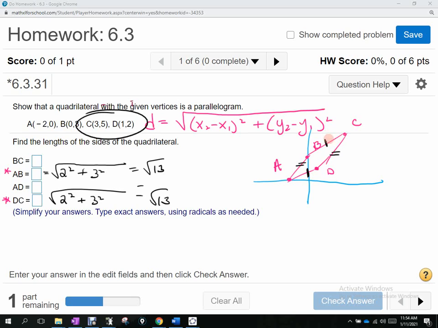Now, because they're all root 13, I can actually put the same amount of marks in all of them, right? Okay, but this would be a parallelogram. We would say yes, because both pairs of opposite sides are shown to be congruent. Does anybody know what we could better classify that as instead of just a parallelogram? It'd be all the sides are the same.